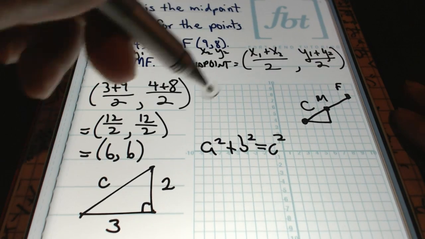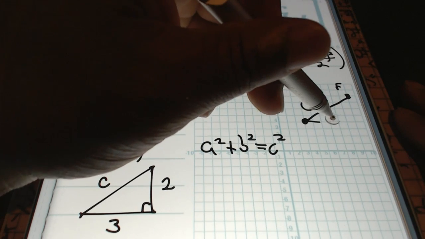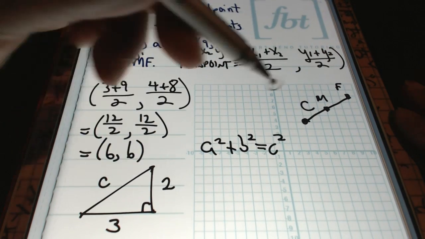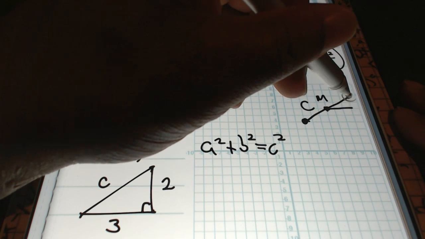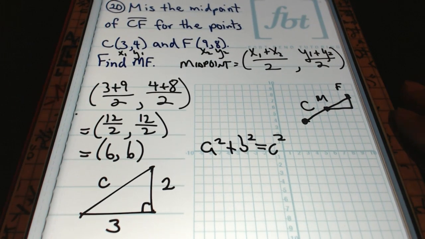Hey, MF is the other way. Let me fix this, guys. We don't want to know that value. It's actually going to be the same thing, though. It's going to be MF. There we go. So we still have a height of 2. We still have a distance of 3. So that doesn't change any.